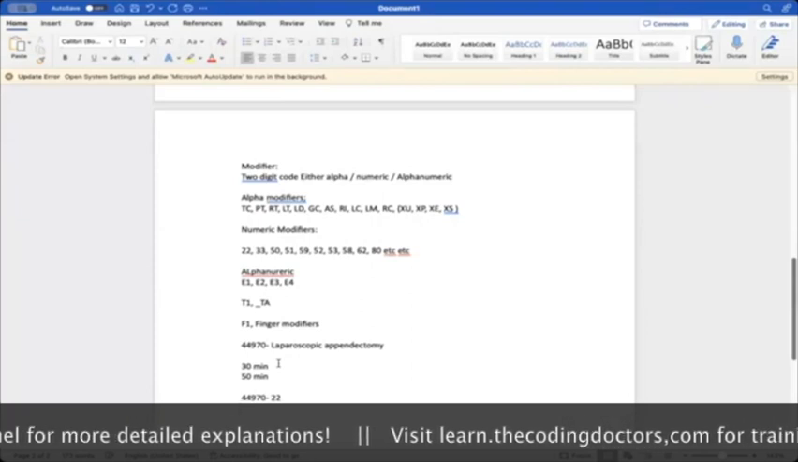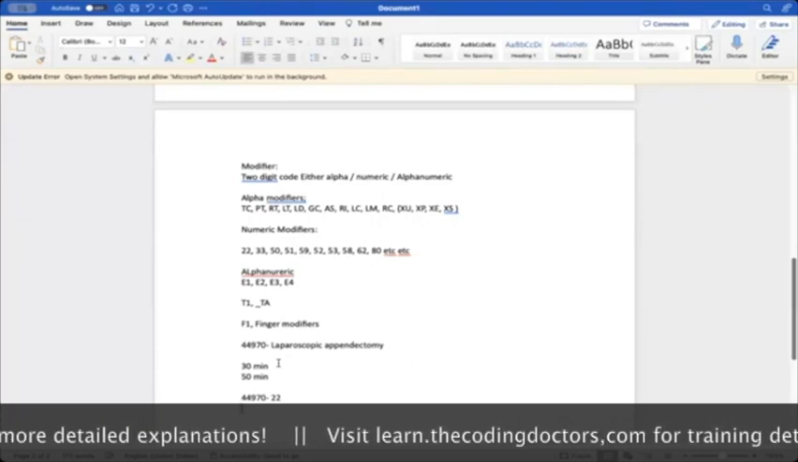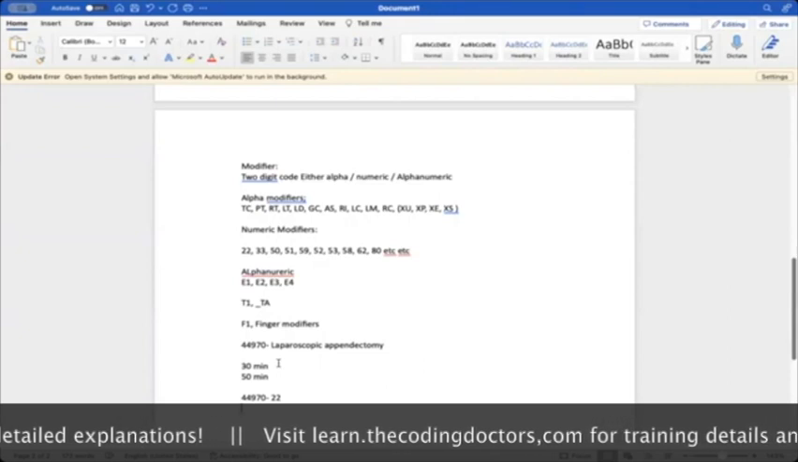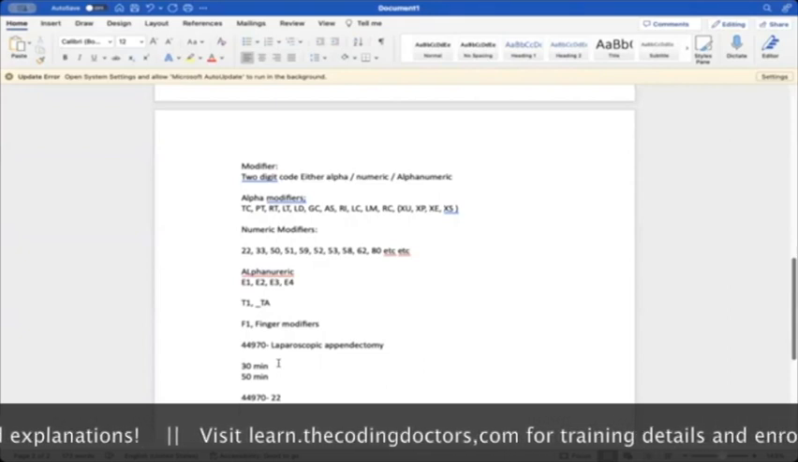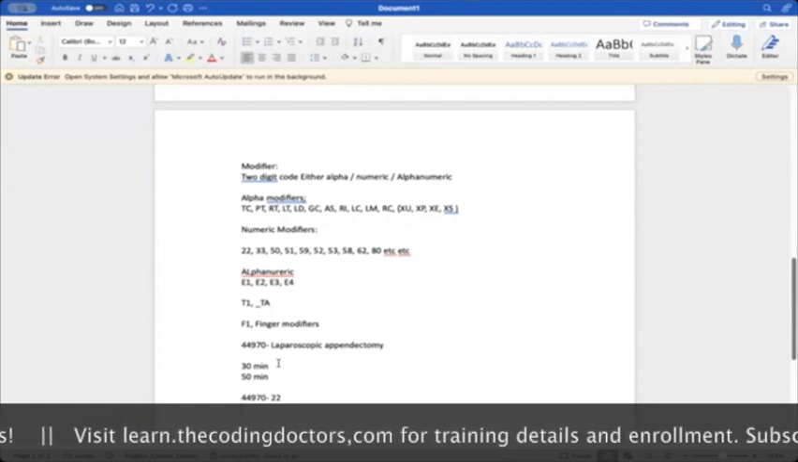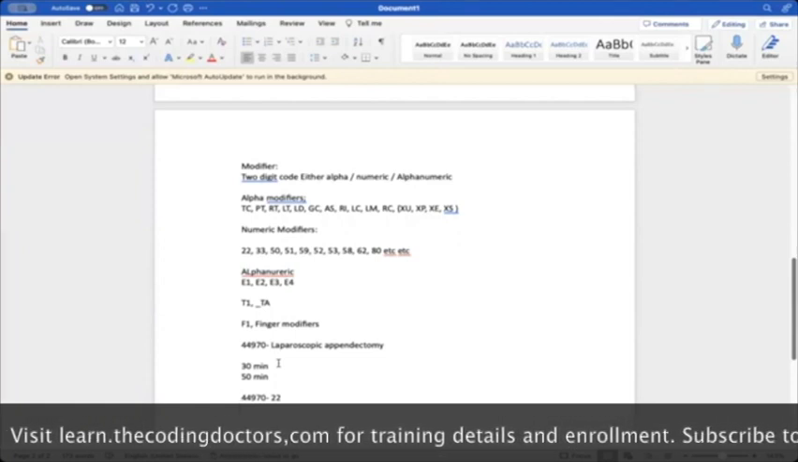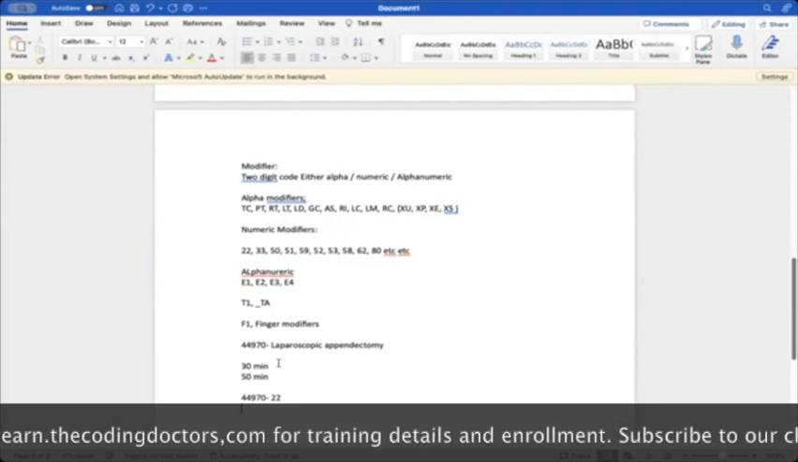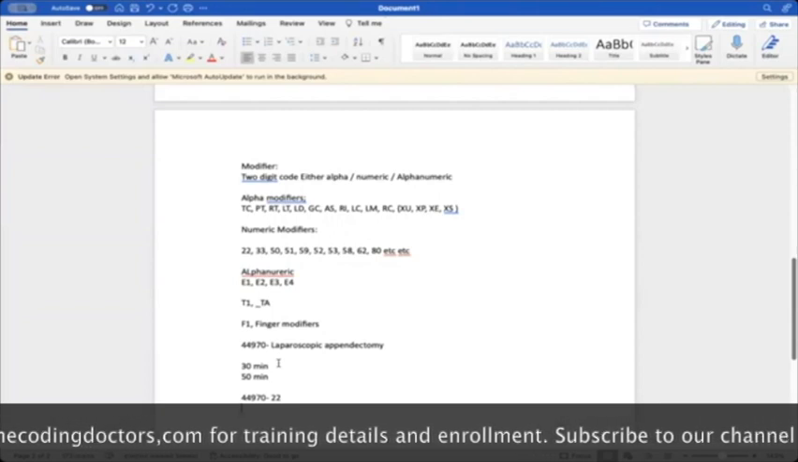Understood the concept of modifier? Yes, sir. Not only 22, if you are giving any modifier, it won't change the exact definition of the CPT code. Instead, we are giving additional information to the payer for billing purposes.